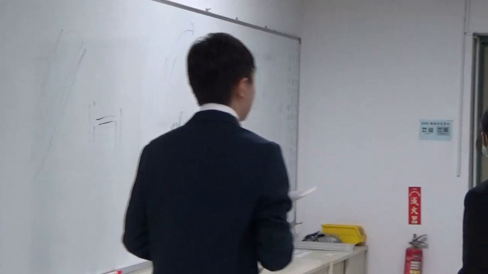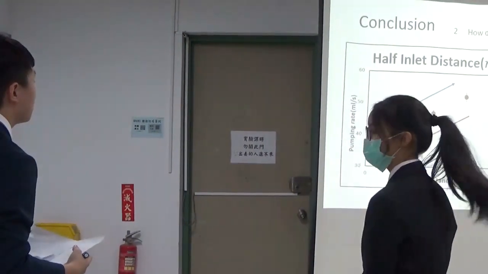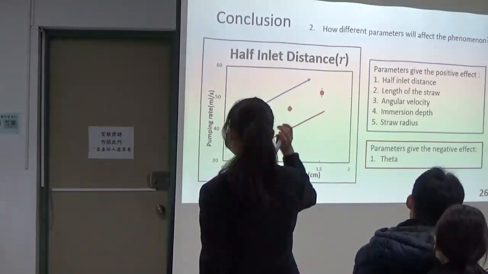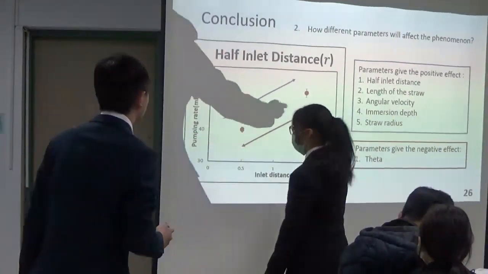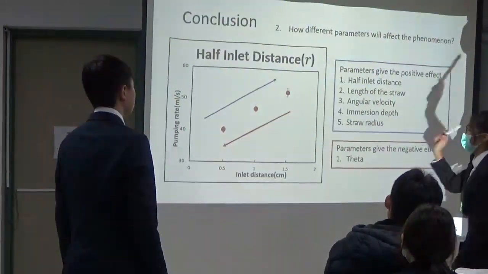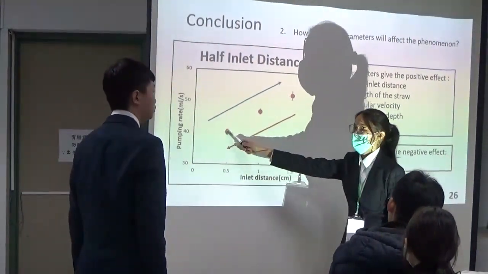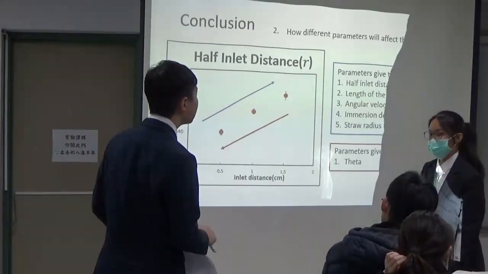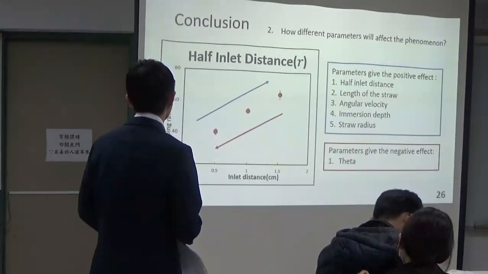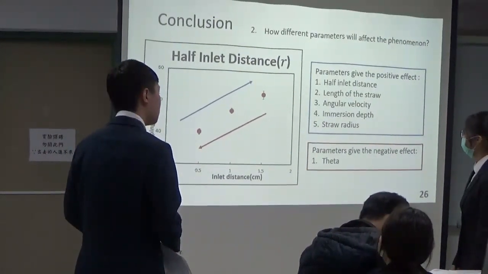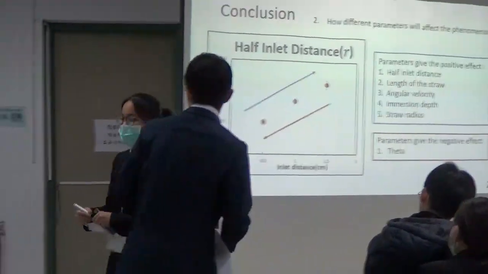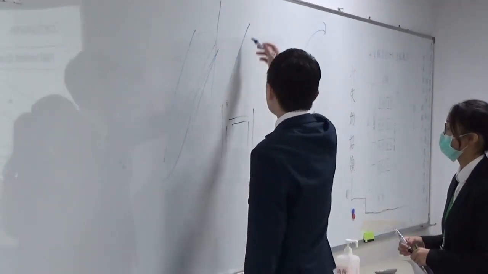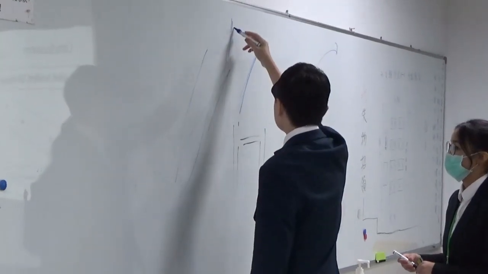Okay, can you turn to the next page? Yes. Can you tell me the meaning of this graph that you have discussed? It shows the pumping rate, as well as that this narrowing has a positive effect on the phenomenon. Do you consider that the inlet distance will also be affected by the angle theta of the pumping straw? I don't think the angular velocity will affect theta. No, I mean the half inlet distance is the distance of the pumping straw at this part connected with the vertical axis.